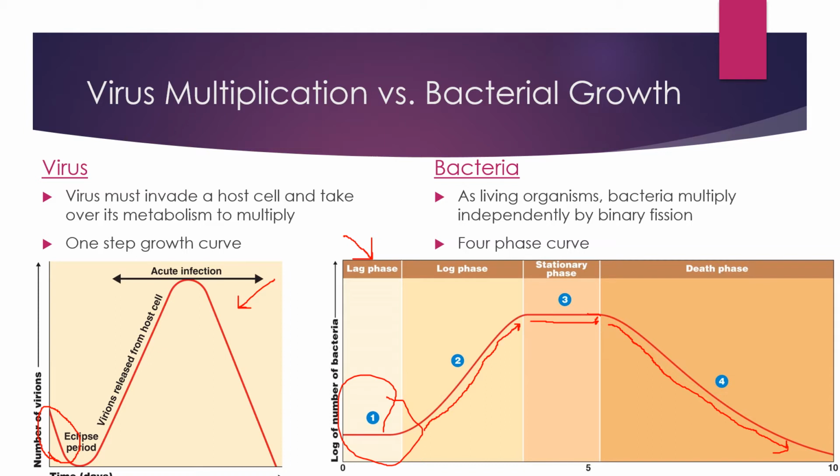This is followed by the eclipse period, where we would not be able to detect any free, unattached virus in the culture. Basically, what's happening here is viruses are continuing to penetrate the host cell. They are uncoating, doing biosynthesis, and accumulating viral proteins and nucleic acids inside of the host. At the end of this eclipse period, we would see maturation happening, so the viruses would assemble.